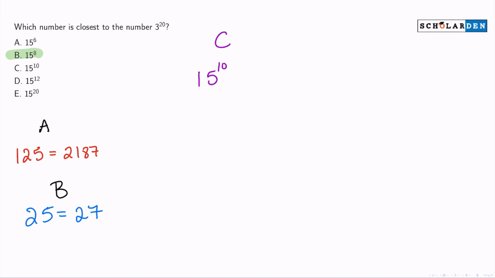15 to the power of 10, 3 to the power of 20. Let's try this thing out. So same deal as last time. I'll go ahead and take the square root of both sides. So now we have 15 to the power of 5. And actually, if I wanted to, I can take the 10th root of both sides. Because if I take the 10th root of both sides, I'm now dividing the exponents by 10.